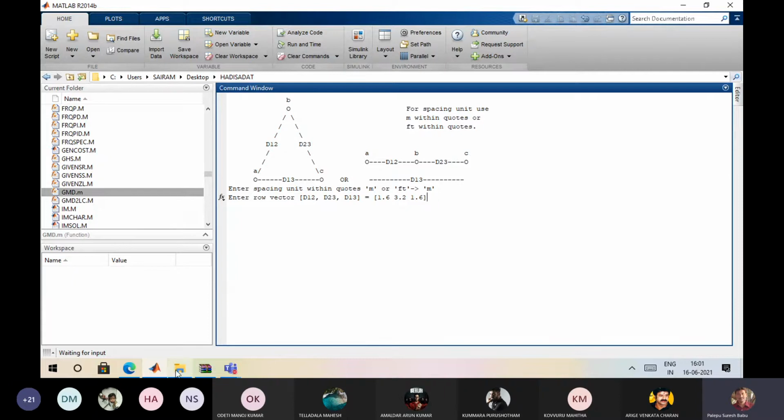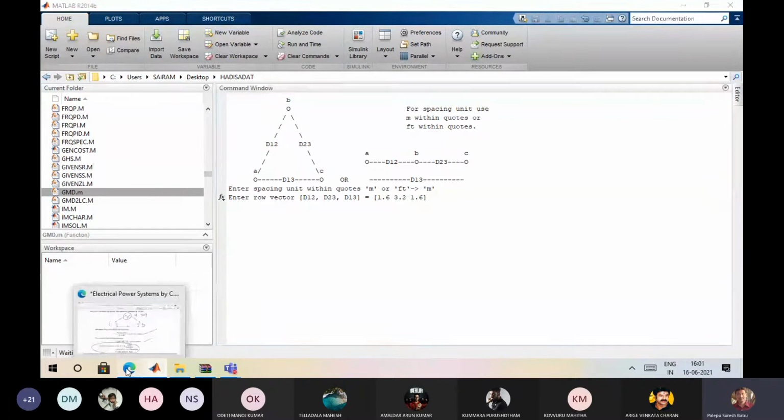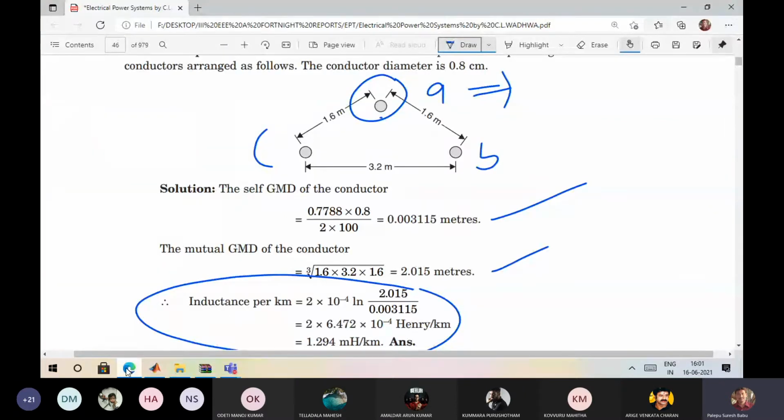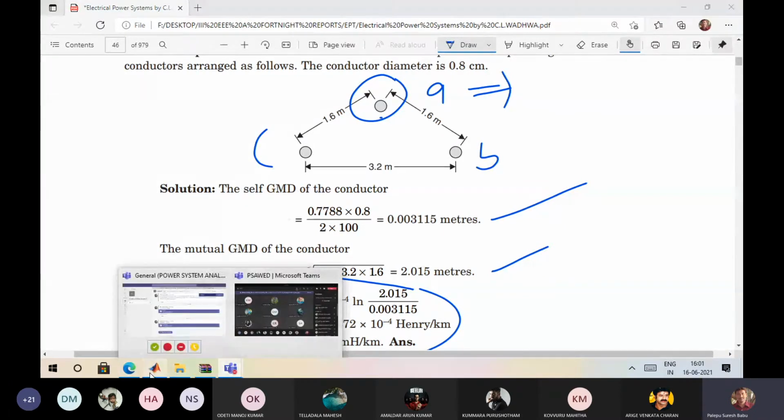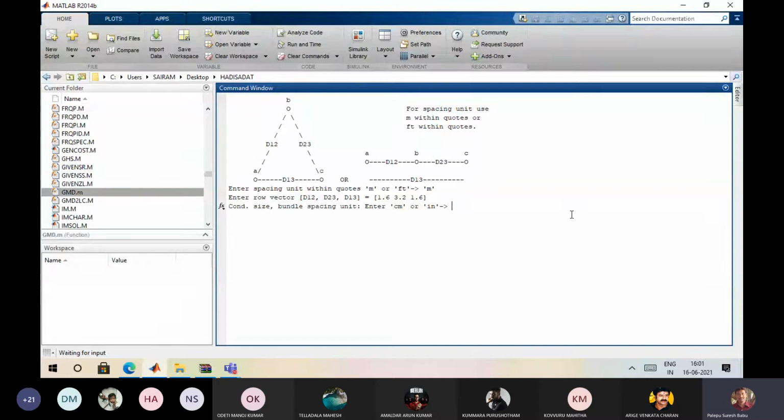You can see that A to B is 1.6 and B to C is 3.2, C to A is 1.6. Here A to B is 1.6, A to C is 1.6, and B to C is 3.2. So we entered these values for the distances. Next we can press enter.